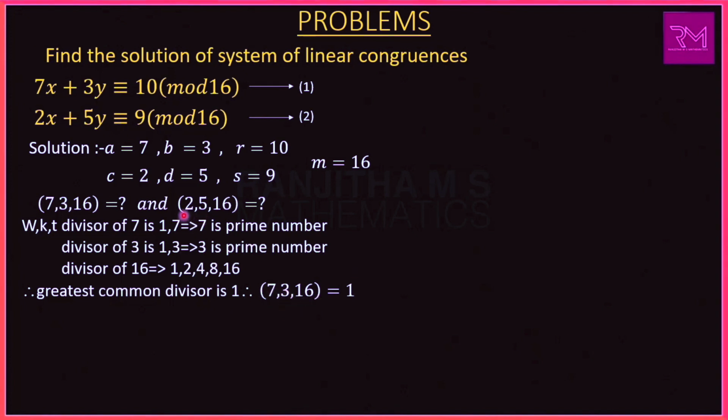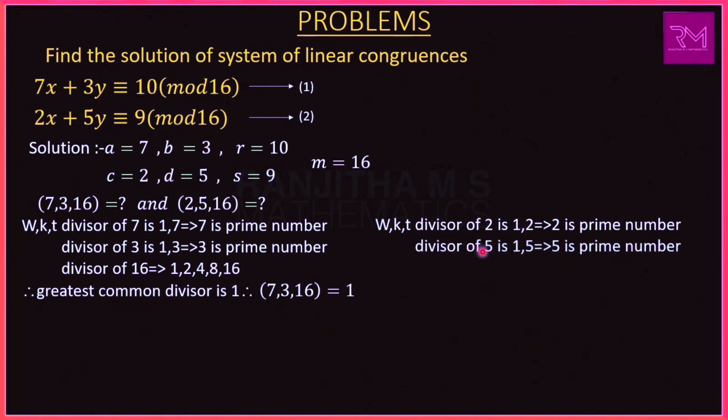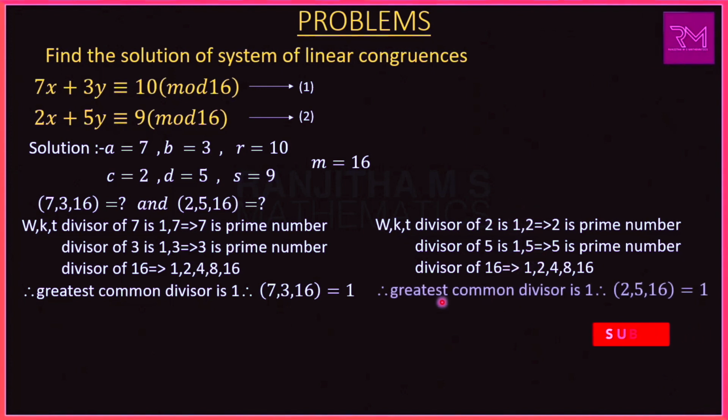In the similar way, we have to find the GCD of 2, 5 and 16, that is, we have to find the divisors of 2, 5 and 16. Among these three, we have to find the greatest common divisor. So first we have to find the divisors of 2. We know that 2 is a prime number, so the divisors of 2 are 1 and 2 itself. Similarly, the divisors of 5 are 1 and 5 itself because 5 is a prime number. Also, the divisors of 16 are 1, 2, 4, 8 and 16. Among these three, the common divisor is 1. Also, the greatest common divisor is equal to 1. Therefore, we can conclude that the GCD of 2, 5 and 16 is equal to 1.